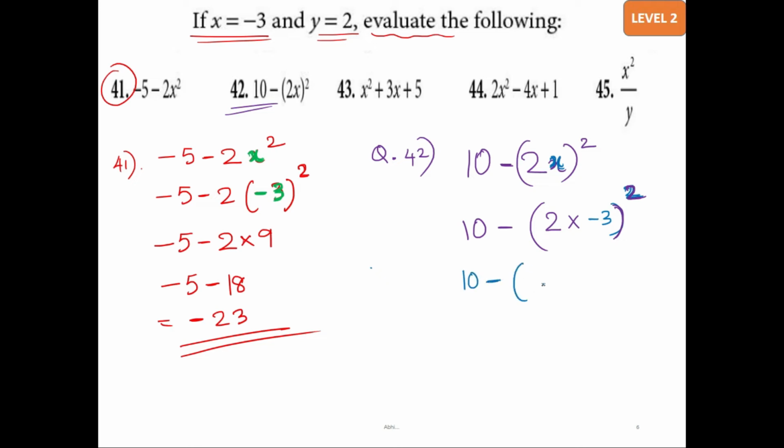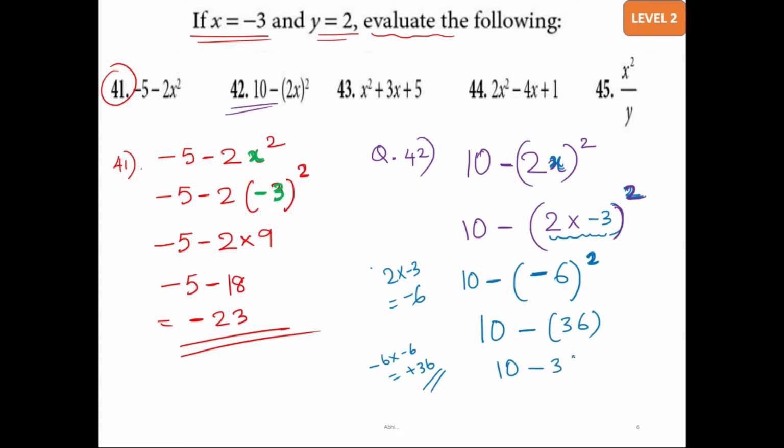10 minus, what is 2 multiplied by minus 3? It's going to be negative 6. So negative 6 is going to get squared. Find the answer for this term here and then square it. So 10 minus, again, negative 6 multiplied by negative 6 is going to be plus 36. 10 minus 36 giving me minus 26, which is my final answer.